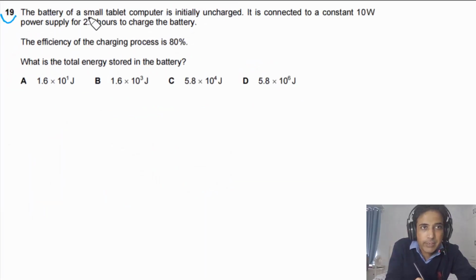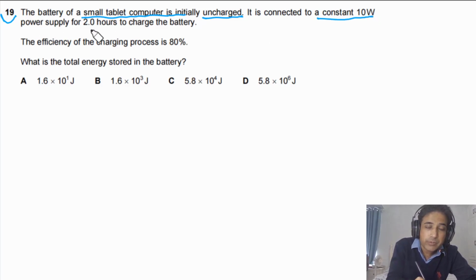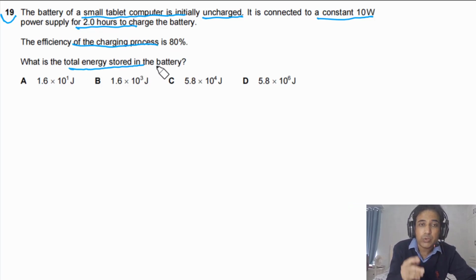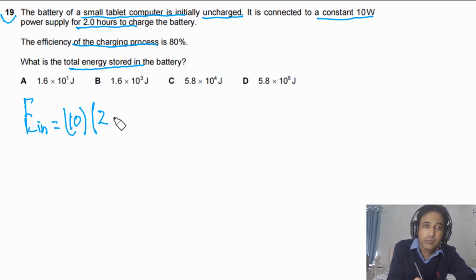Question 19 says the battery of a small tablet computer is initially uncharged. It is connected to a constant 10 watts power supply for 2 hours to charge the battery. The efficiency of the charging process is 80%. What is the total energy stored in the battery? First of all, we can calculate the input energy from the power supply. We have 10 watts power multiplied by time, 2 hours.